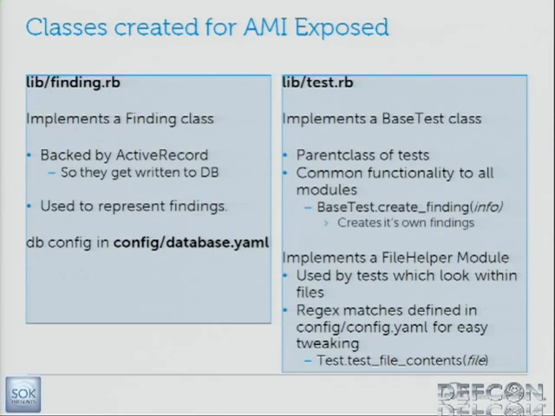Created a finding class. This is a really simple class. It's just backed by ActiveRecord. So when you instantiate a finding object, it just logs it in the database. And then test.rb is our base test class. So this is the parent class of all the test modules. It has some common functionality that's used across test modules, so you don't have to rewrite it on each one. And then it implements the file helper module that allows us to test within files, so we're not redefining that everywhere. Any test that needs to look within a file for contents can just call this method, and it's already taken care of.